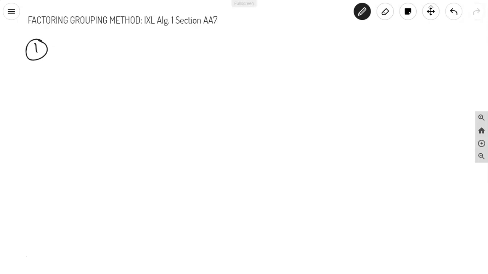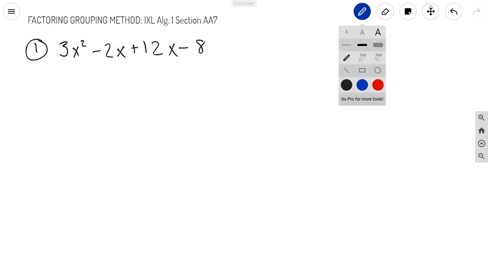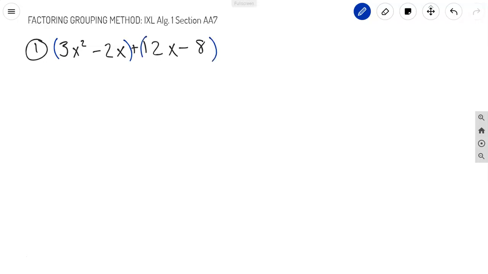So example 1 is 3x squared minus 2x plus 12x minus 8. Now the first step you do is you group the first 2 and the second 2 terms. Once you do that, you go ahead and you find the GCF of the first group. So 3, 2, and that's just 1. X squared and x, they both have an x, so you can take out an x. What's left is a 3x minus 2.